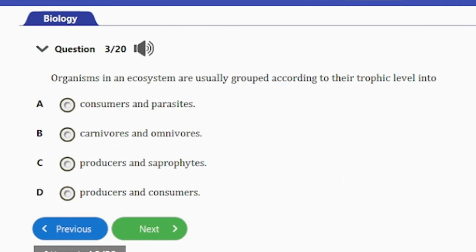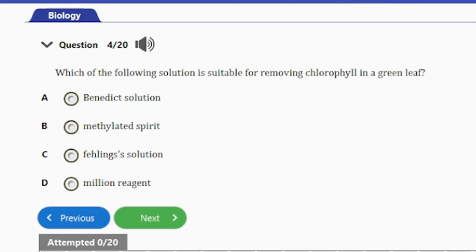Question number 3. Organisms in an ecosystem are usually grouped according to their trophic level into A, consumers and parasites, B, carnivores and omnivores, C, producers and saprophytes, D, producers and consumers. The answer to this question is option D, producers and consumers. Let's consider the next question.